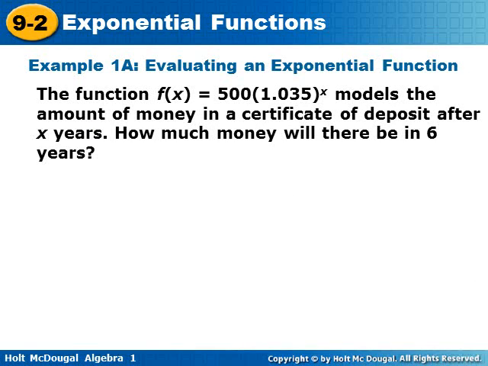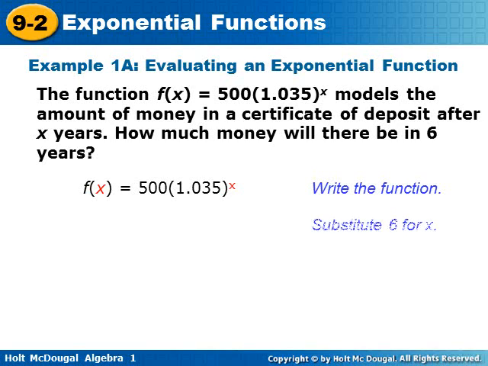The function f of x equals 500 times 1.035 raised to the x power models the amount of money in a certificate of deposit after x years. How much money will there be in 6 years? So we're going to write the function f of x equals 500 times (1.035 raised to the x power), and we're going to substitute 6 for x.